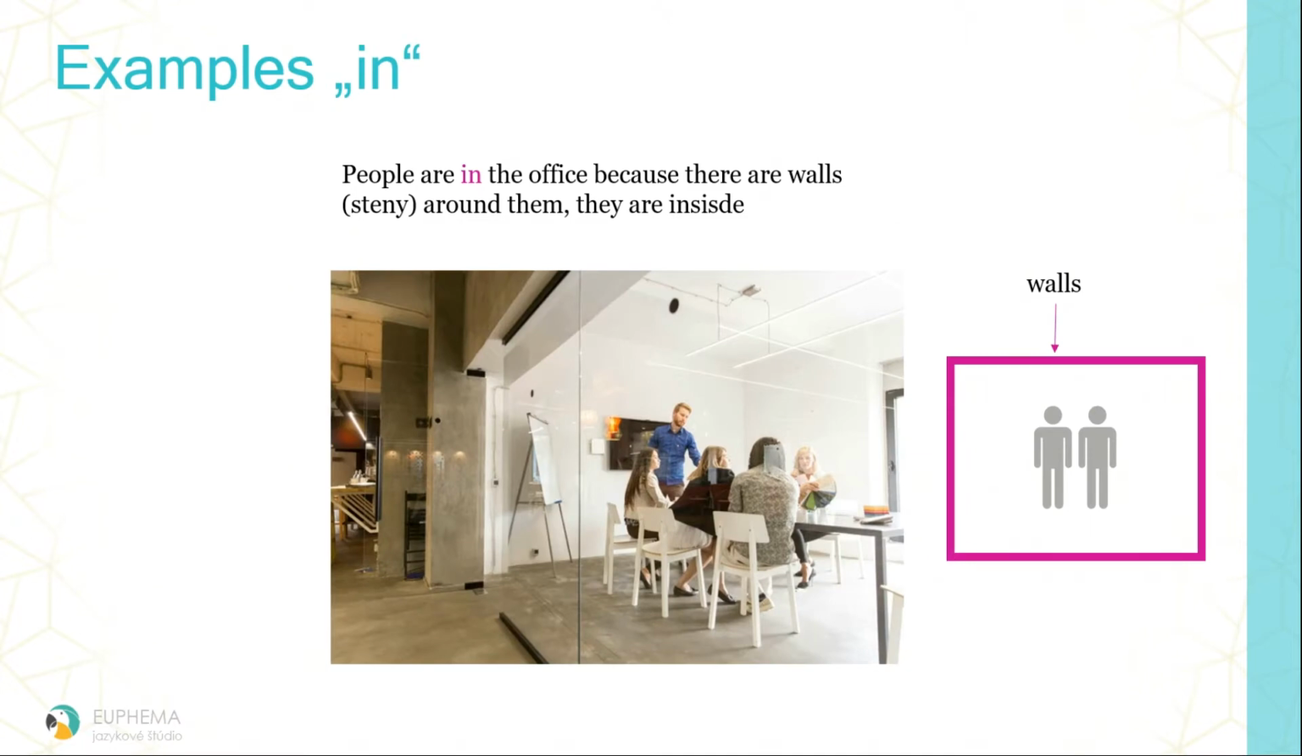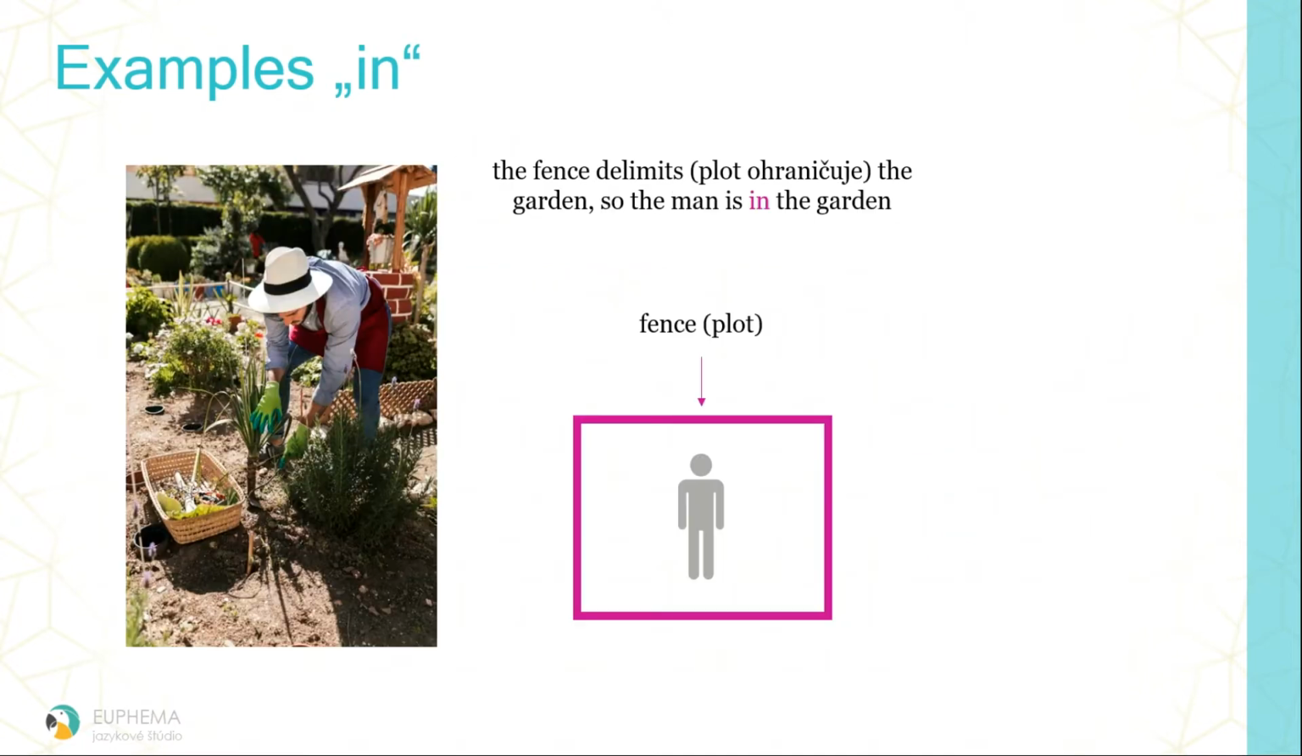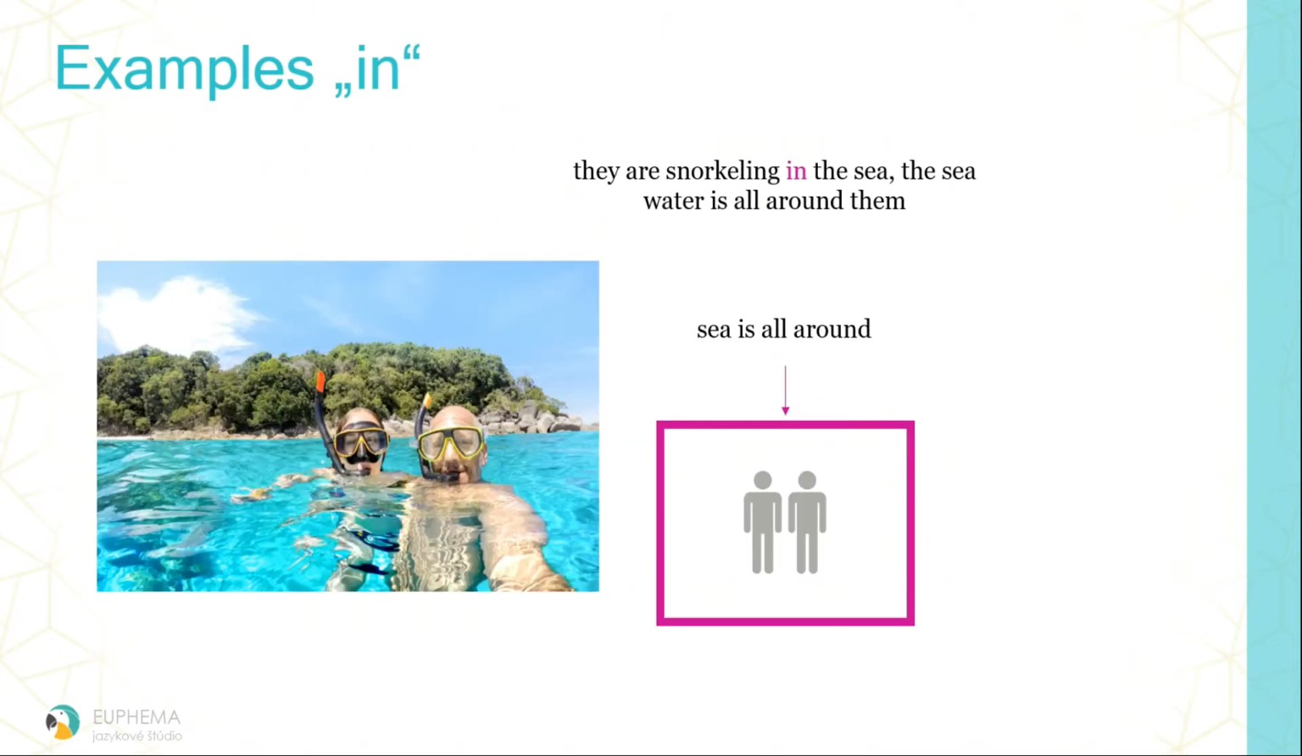These people are in the office because there are walls around them. The man is in the garden because there is a fence probably around him that delimits the garden. The people are snorkeling in the sea because the seawater is all around them.